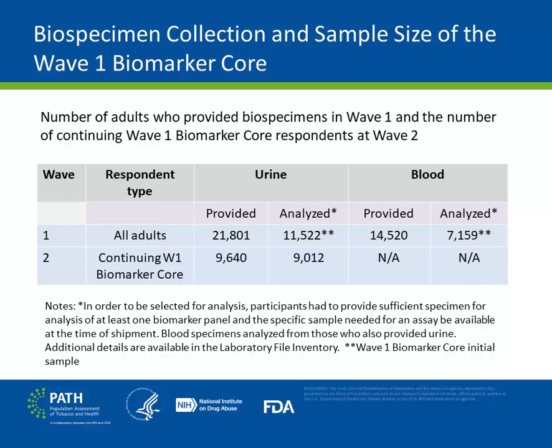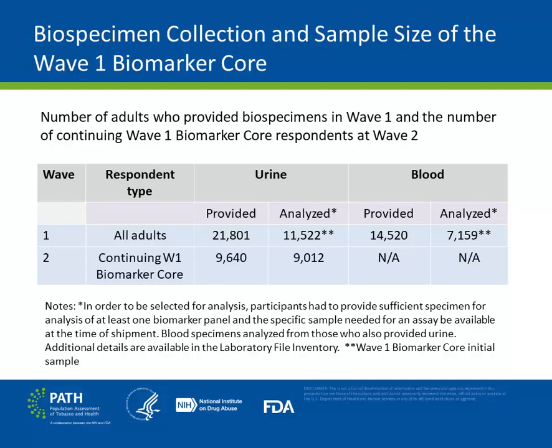The first is for all adults at Wave 1, and the second is for continuing Wave 1 biomarker core participants at Wave 2. As seen in the Wave 1 All Adults row, 21,801 provided a urine specimen, and 14,520 provided a blood specimen. Please note that in order to be selected for analysis, participants had to provide sufficient specimen for analysis of at least 1 biomarker panel, and the specific sample needed for an assay be available at the time of shipment.